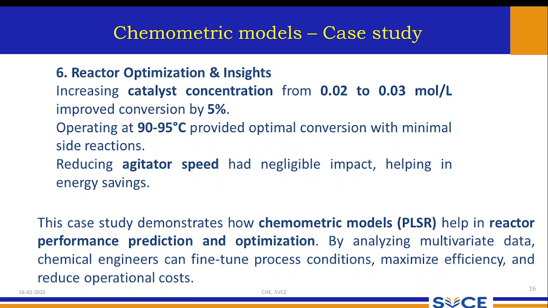So this case study demonstrates how chemometric models help in reactor performance prediction and optimization. By analyzing the multivariate data, chemical engineers can fine tune the process conditions, maximize the efficiency, and reduce the operational cost. So what is the multivariate data? The multivariate independent variables, right? Temperature, pressure, catalyst concentration, and so on and so forth.